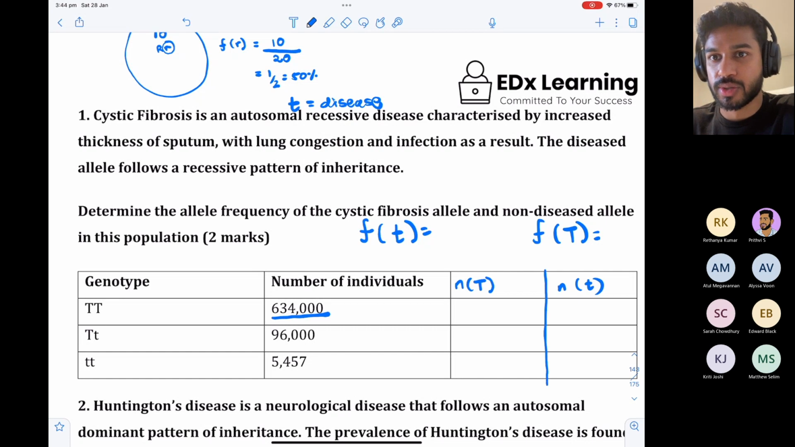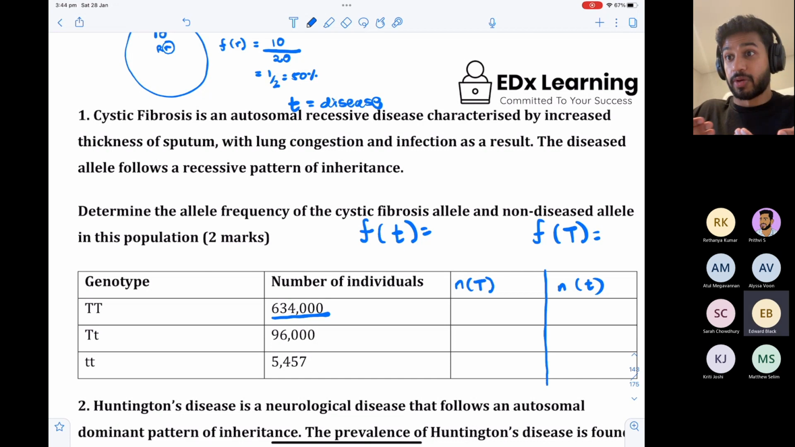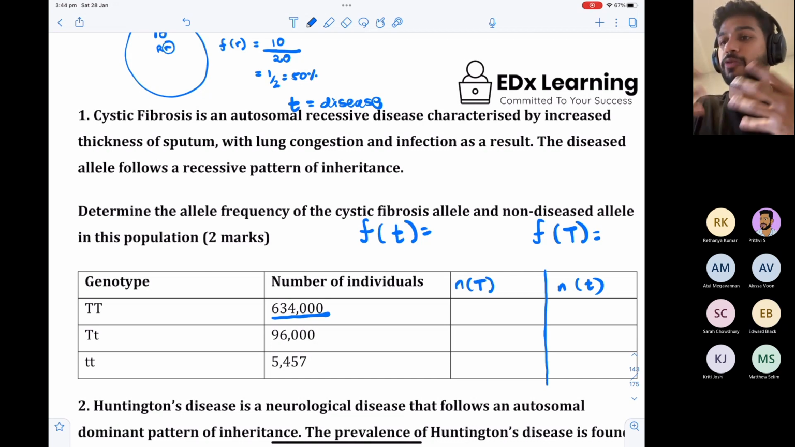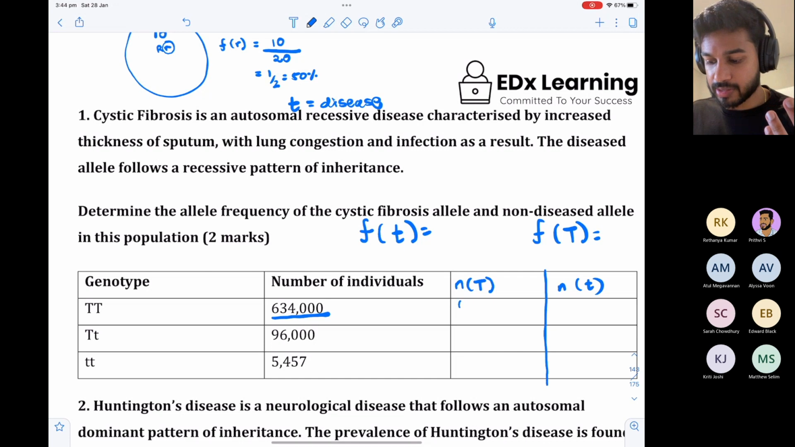Let's go to Edward. Just times by 2. Exactly, right? Each one of those people is carrying 2 big T's. If there are 2 people with 2 big T's, it'd be 4 big T letters in total. We're finding the number of times it appears. So what we're going to do is 634,000 times 2. Whatever that is, please get your calculators out and determine what that is.